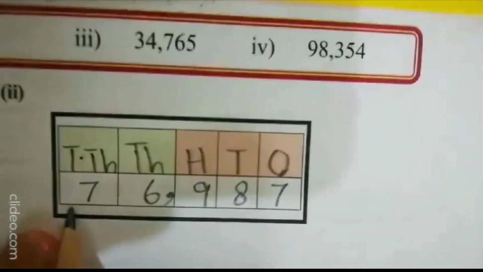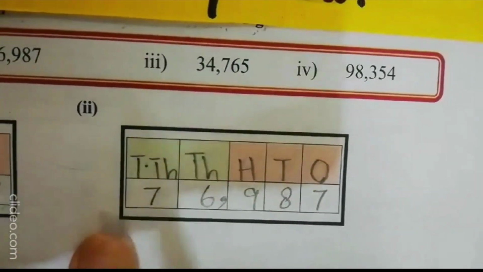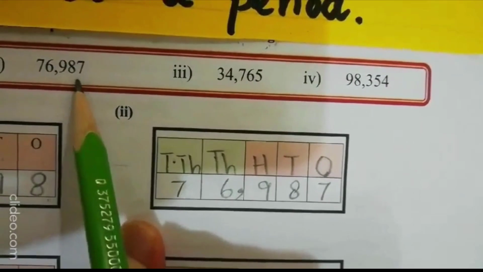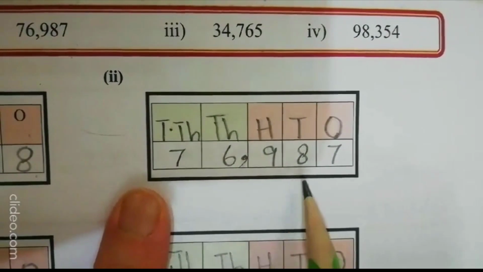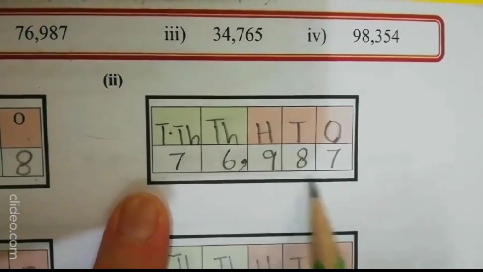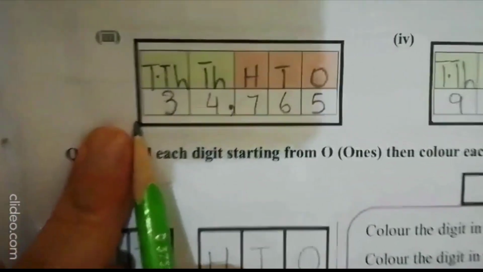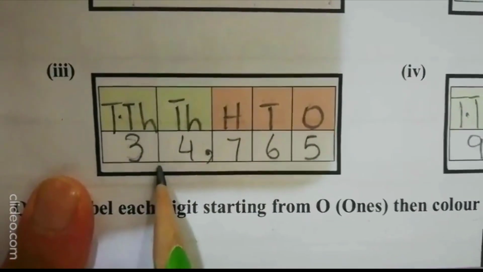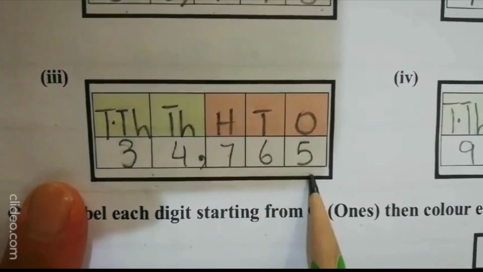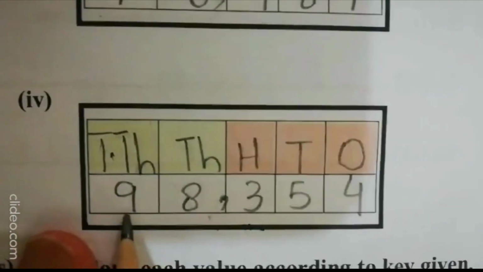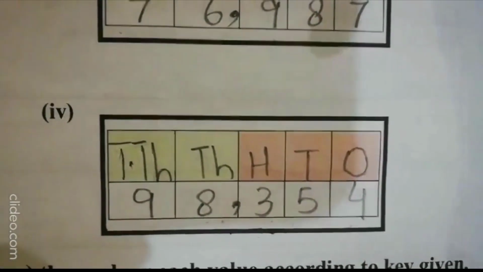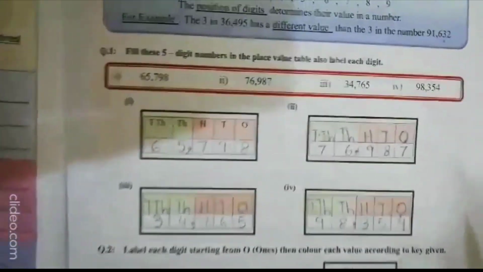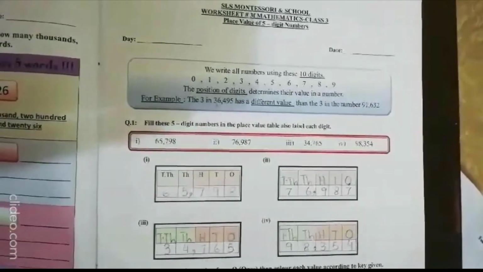This is the second part. 76,987. This is how you will represent it in the place value chart. This is the third part, 34,765. This is the fourth part, 98,354. This is how you will do the exercise. Worksheet number 3F, page number 13 in your workbooks. Have a look.